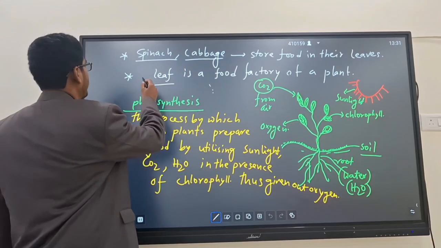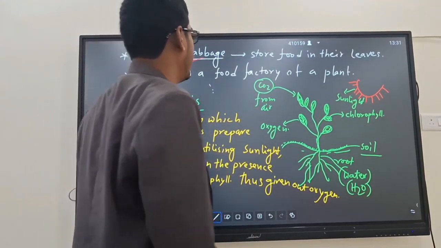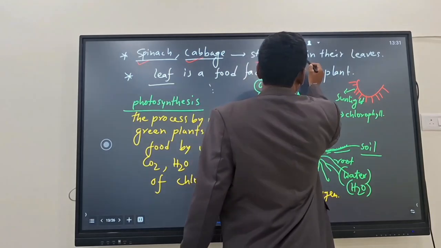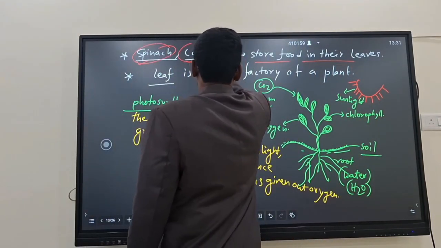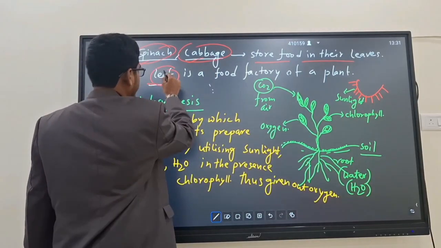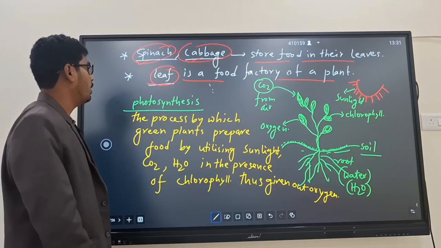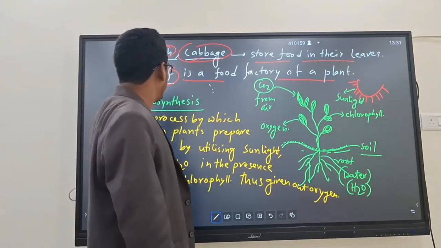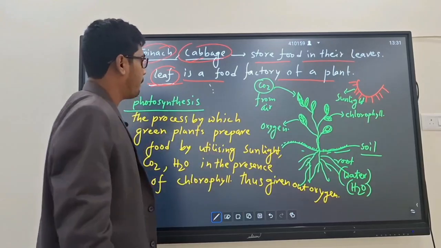Spinach and cabbage are examples of leaves containing food. Food is stored in their leaves, for example spinach and cabbage. And the leaf is a food factory. The leaf is called the food factory of a plant. It is important from the exam point of view. Who is the food factory of the plant? The leaf is the food factory of the plant.